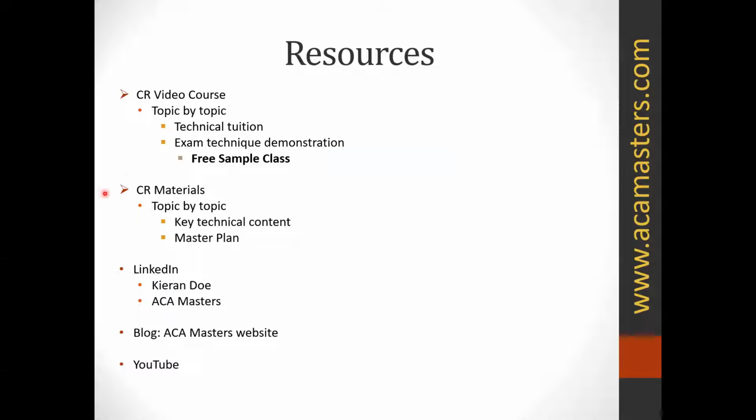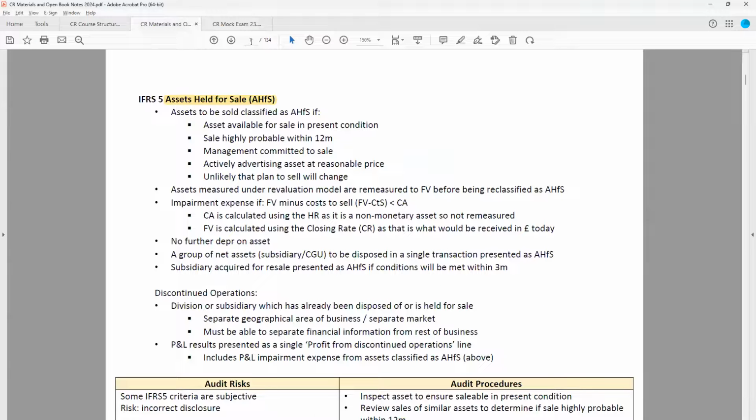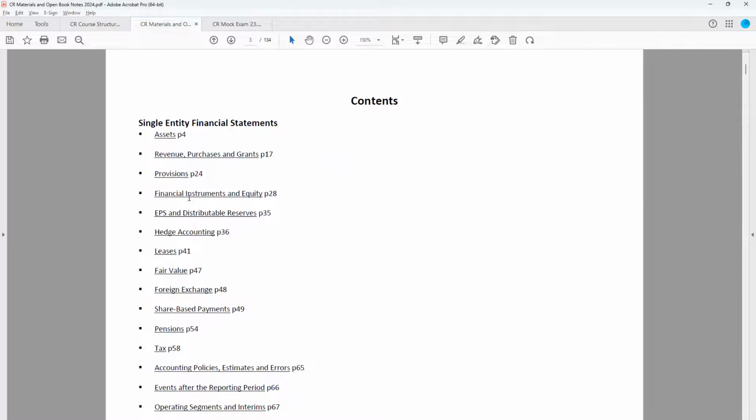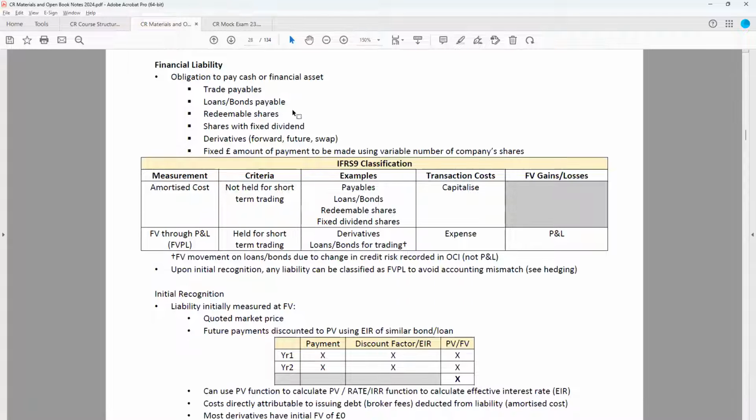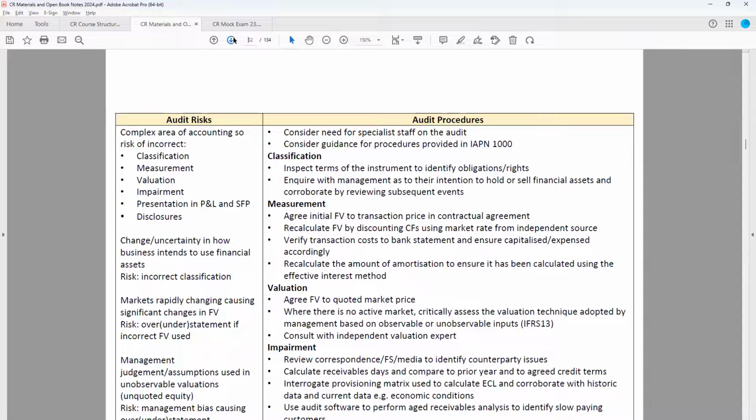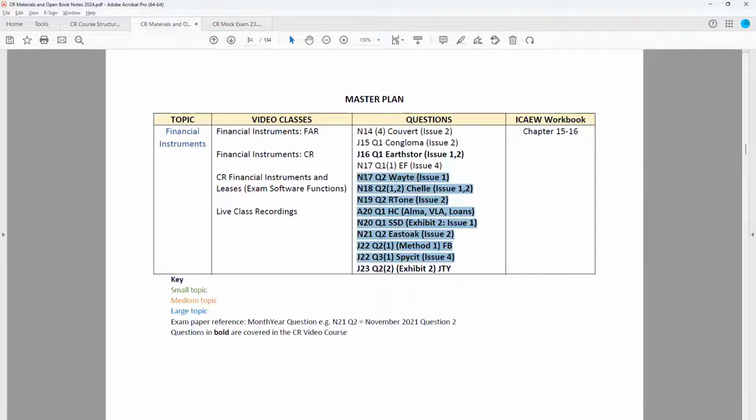Then we've also got our CR materials, as you've seen me referring to here. As I've said, these break it down by topic. For each topic, they summarize the key technical content, so you've got all of the key content ready to look up in the exam, and you can use it quickly because they are nice and concise. And then at the end of each section, there is the master plan, which lists all the questions on that topic. So after the financial instruments section, there's a list of all of the recent questions which have examined financial instruments. And all these questions in bold are the ones which are covered during the video course.